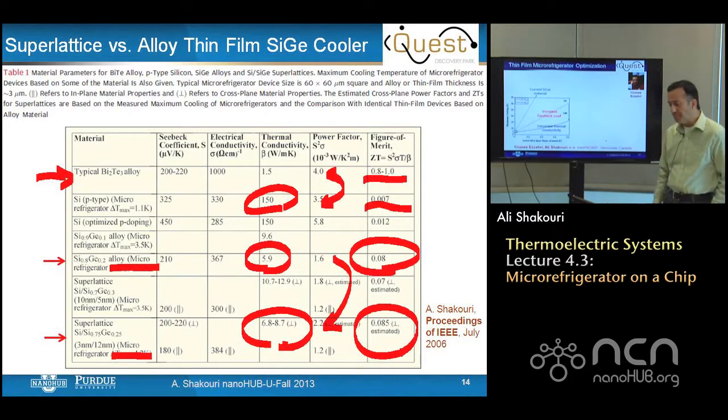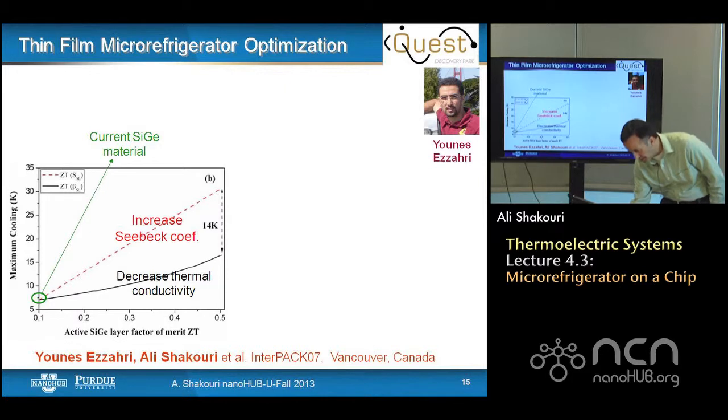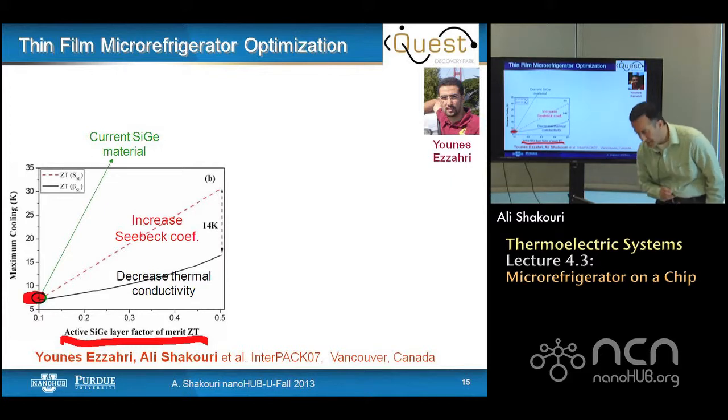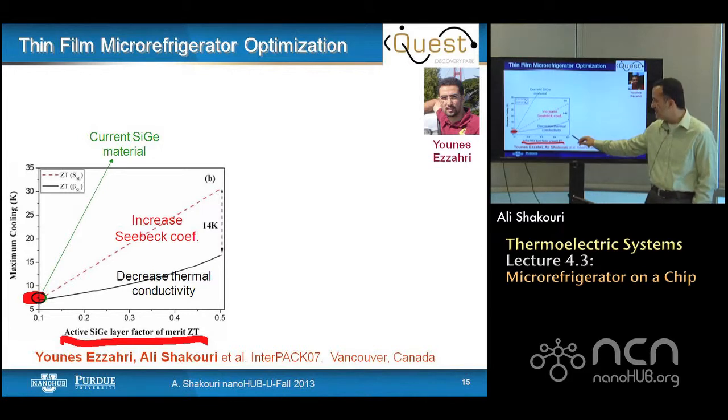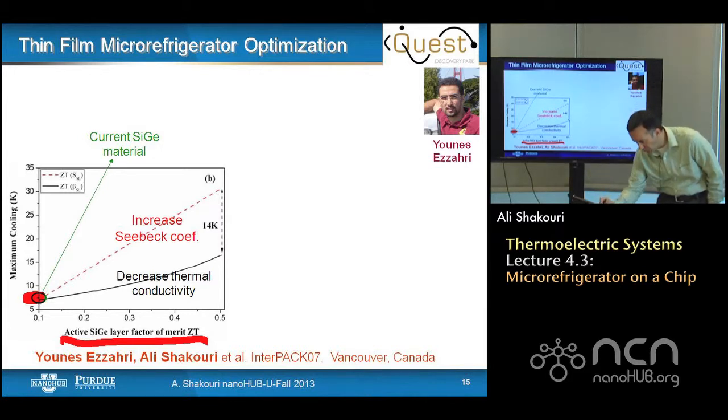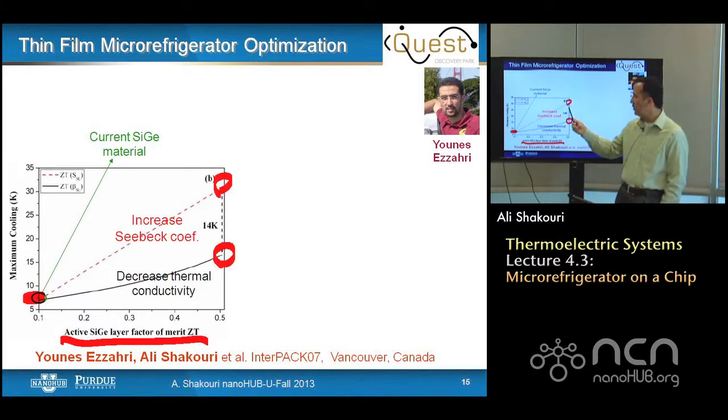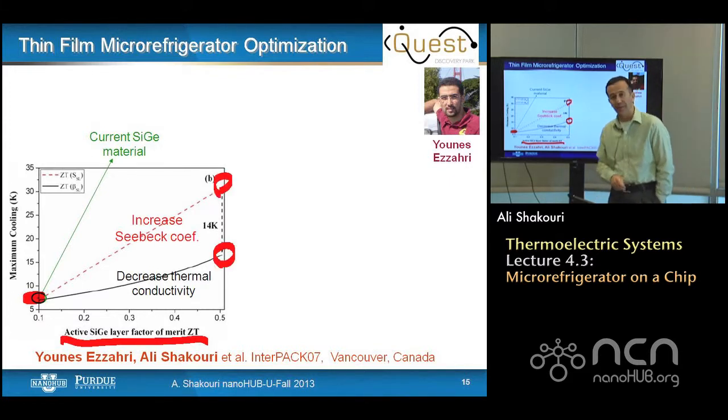How much could the cooling improve if we could improve ZT? Here is the active silicon germanium layer figure of merit. The cooling in an ideal case, when non-idealities due to the contacts and so on are reduced, could be at most about 7 degrees. If you improve ZT from 0.1 or 0.008 or so to a ZT of 0.5, the cooling goes up to 15 degrees Celsius, up to 30 degrees Celsius, depending if you increase Seebeck coefficient or decrease thermal conductivity.